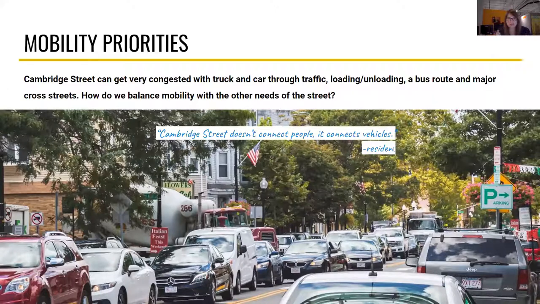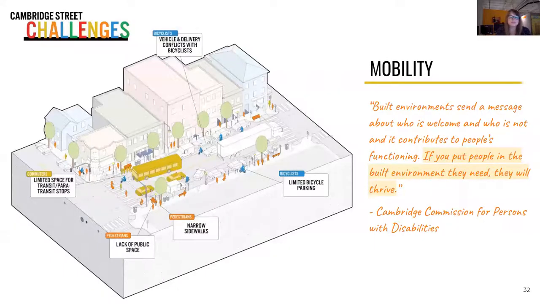And first, I want to touch on the mobility piece of the puzzle. Cambridge Street can get very congested. It serves a lot of trucks and cars, as Stacy mentioned before, loading zones, and even has a bus route. And I know a lot of these things you are familiar with, but it really is key to think about how we're balancing those mobility uses with the other needs of the street. And this diagram walks through the different mobility users and how they land onto the street itself. We need to think about accommodating pedestrians, bicyclists, and commuters.